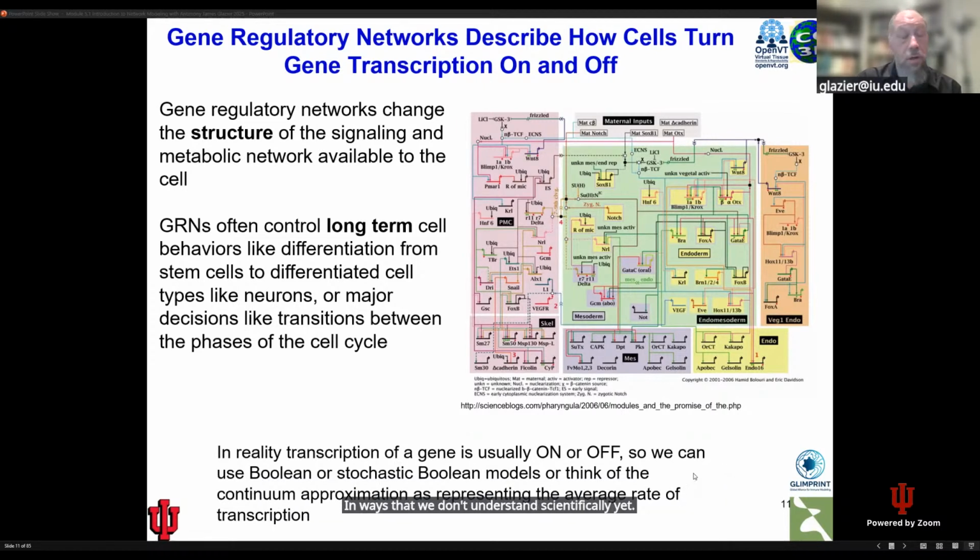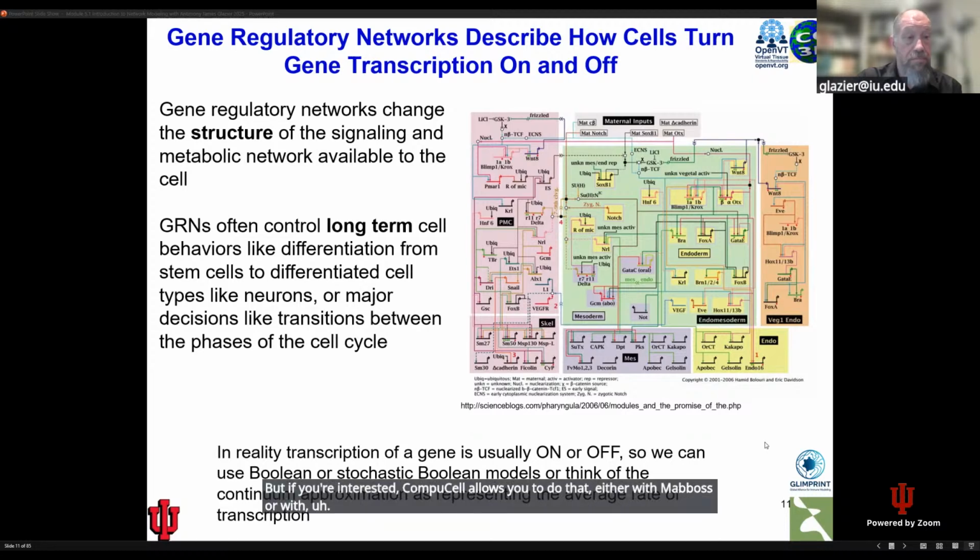Many genes are either on or off in terms of transcription. That's not 100% true, but generally true. And so Boolean or Boolean stochastic models are often used to represent gene transcription networks. CompuCell has the ability to represent Boolean networks. I'm not going to be telling you how to do that today. I think you may get a little bit of that next week with MaBoSS, but if you're interested, CompuCell allows you to do that either with MaBoSS or with BioNetGen.